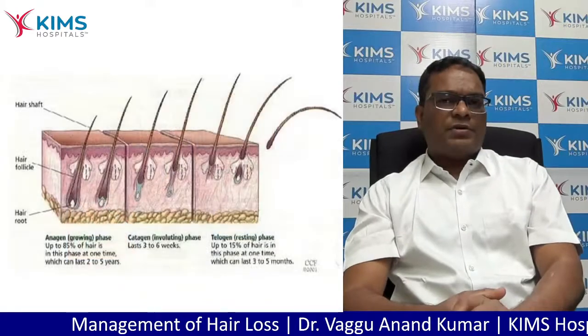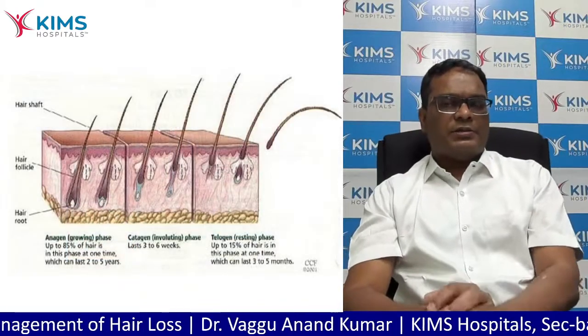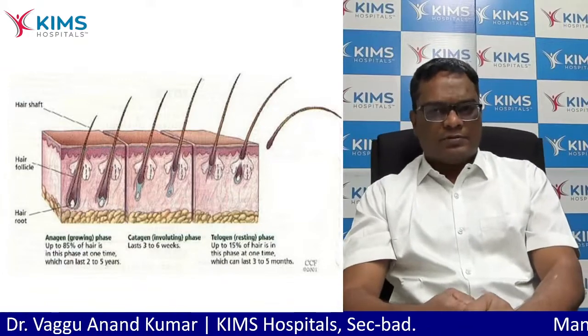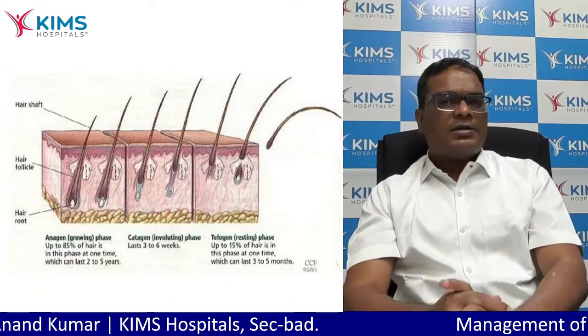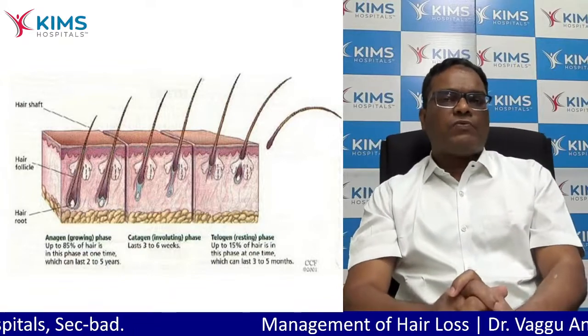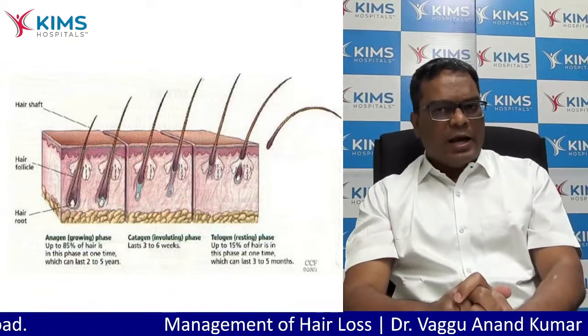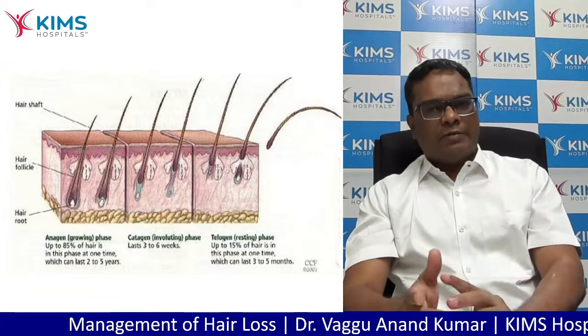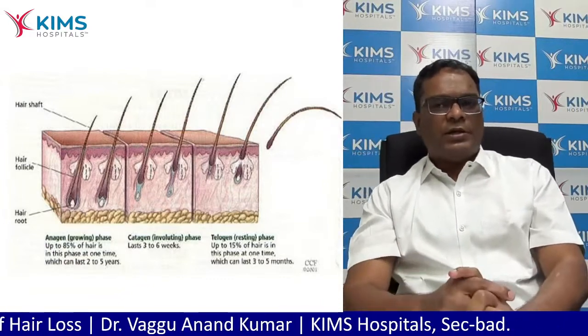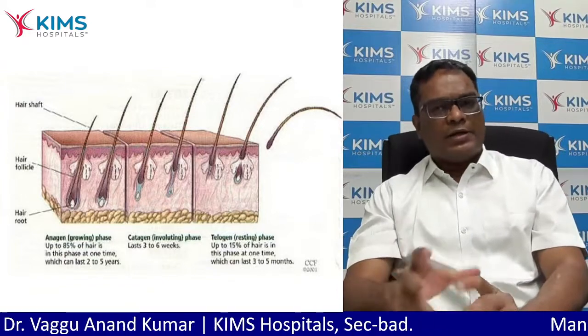Before knowing why it happens, you should know the hair cycle. This is called the hair cycle. The hair cycle again has three phases. The first phase is called anagen, or the growing phase of the hair cycle. The hair will grow for 4 to 5 years in this phase and then it will die. The second phase is called catagen, or dying phase, or involuting phase. In 4 to 6 weeks of time, it will die.